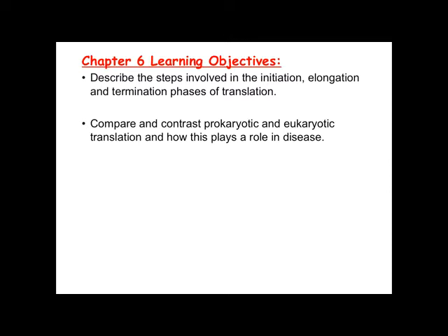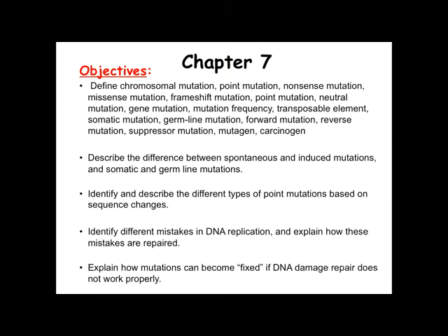And then we're just going to talk briefly about the difference between prokaryotic and eukaryotic translation, and particularly how this plays a role in disease. And then in chapter 7, we're going to start talking more specifically about mutations, the types of mutations, how they occur, how they're fixed. The first 2 lectures in chapter 7 will be mostly based upon what's in the textbook. And then in the 3rd lecture in chapter 7, we're going to be using a primary literature article to talk about an interesting type of mutations that has to do with what are called transposons.